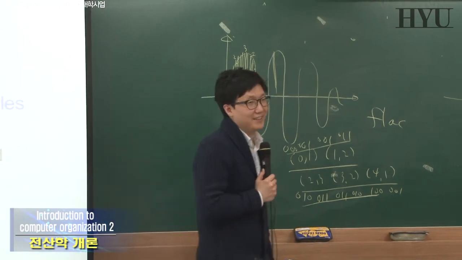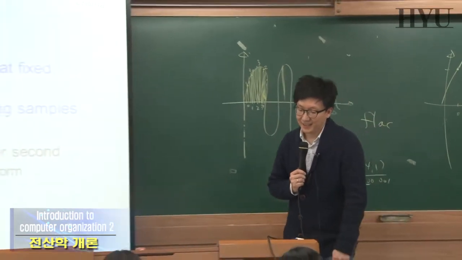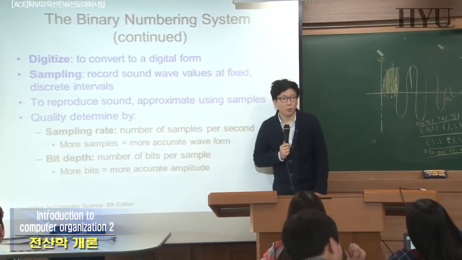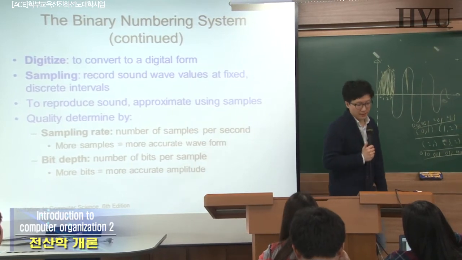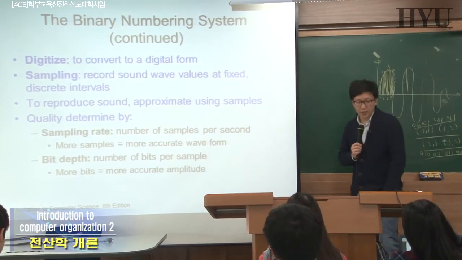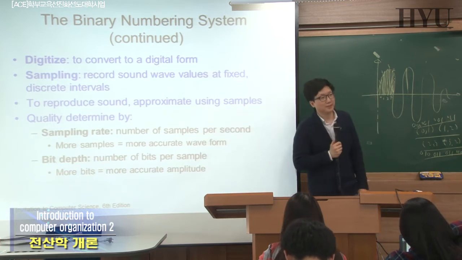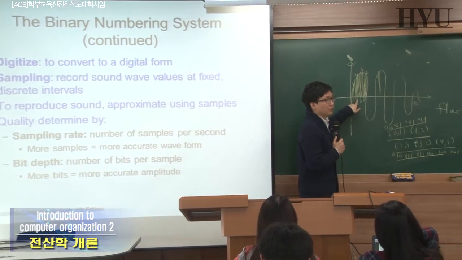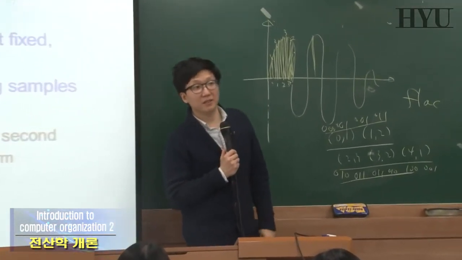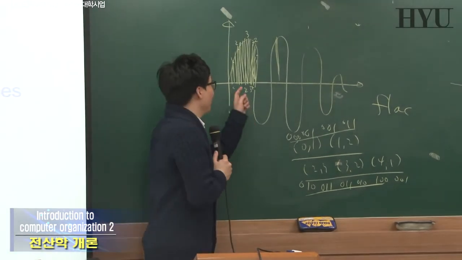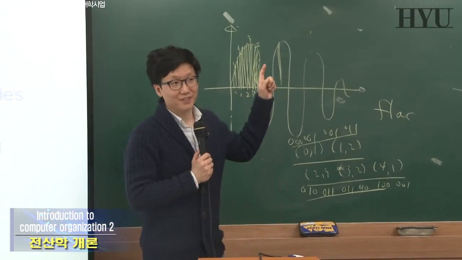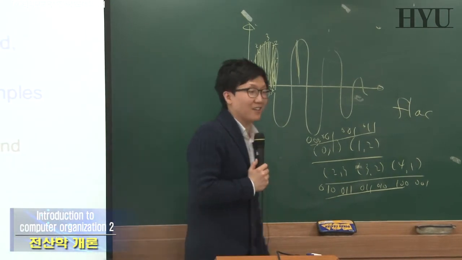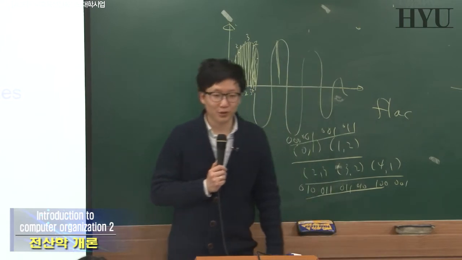Digitized. That's what I mean by digitized. Binary number system, continuous digitized. To convert to a digital format, 0101 waves. Sampling: record the sound wave value at fixed discrete intervals. Discrete intervals means you can exactly say 1, 2, 3, 4, 5, 6. Continuous means while I'm pointing to a 1, this might be moving. So it's impossible to get the 1 point out. So that's why we make that discrete. 계산하려면 discrete 해야 되잖아. 우리 손으로 계산해 보려면.